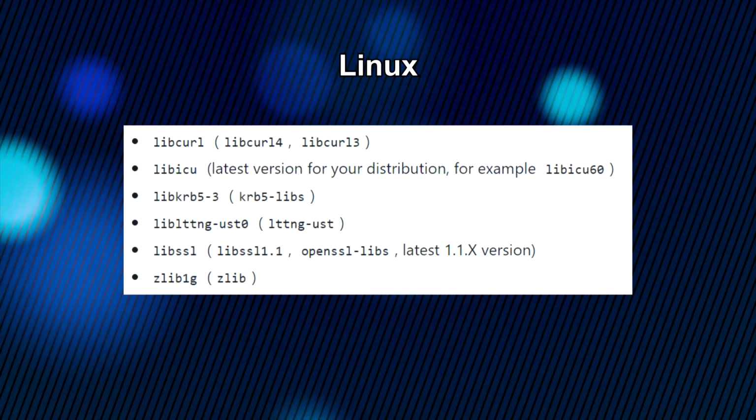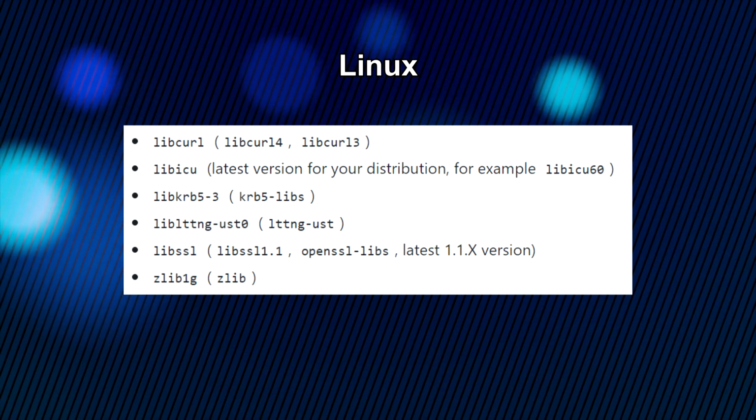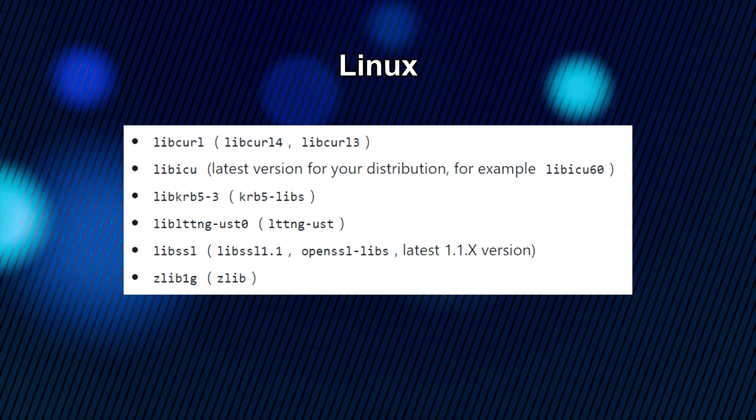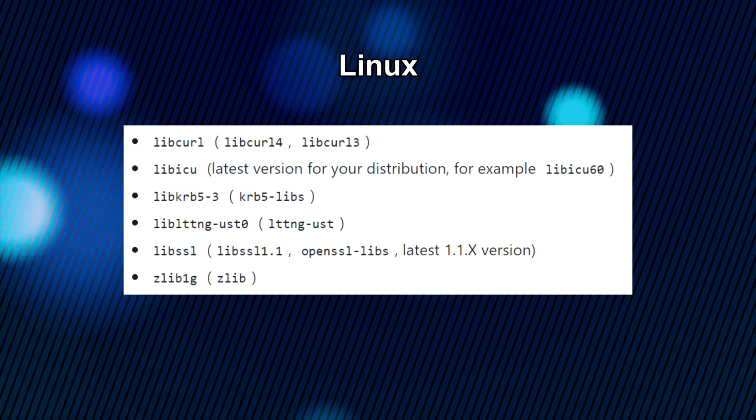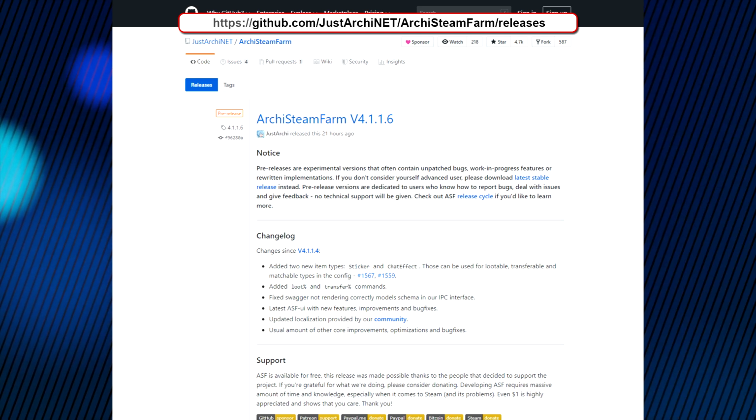If you are using Linux, you must install the following packages before installing ArchiSteamFarm. This can be done in the native package manager or through the terminal. Now we can download ArchiSteamFarm from the official GitHub page. Link to this page can be found in the description.